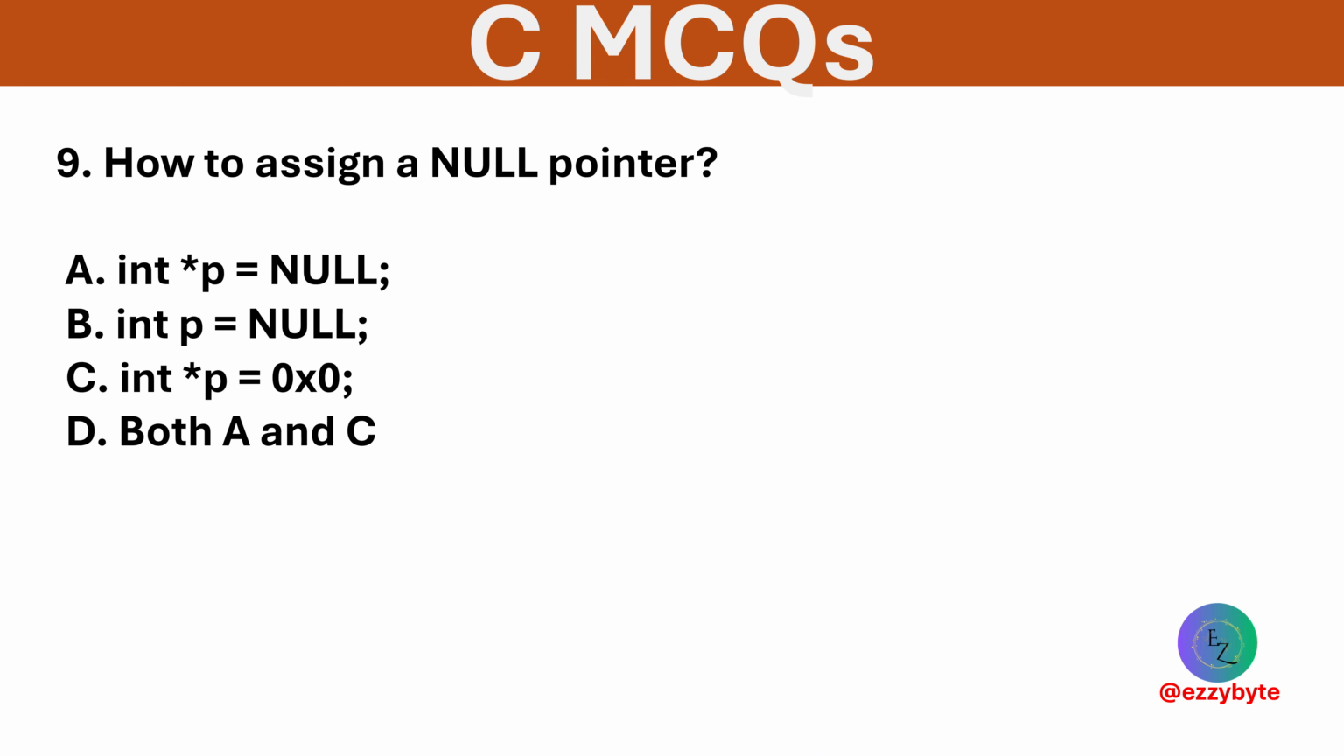How to assign a null pointer? Options are given below. Option D is correct. Both NULL and 0x0 represent null pointers.